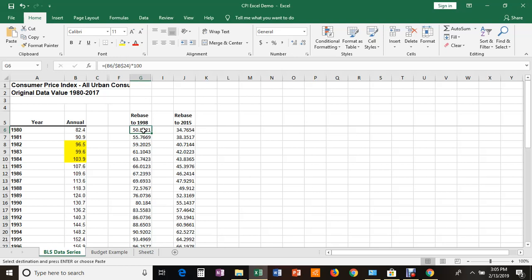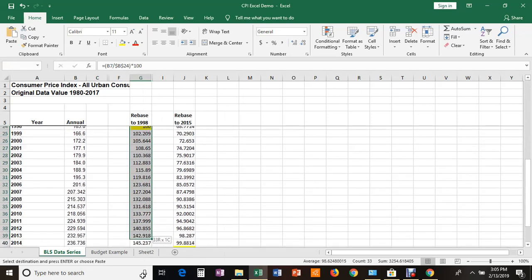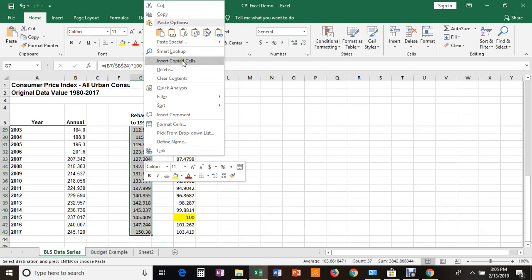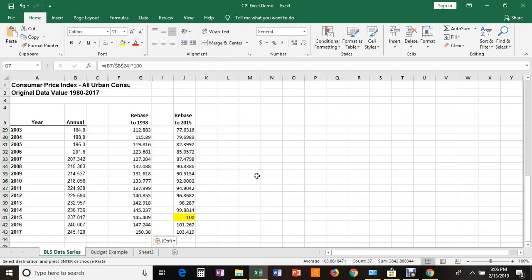So then all I did is I take this formula and I say copy, scroll all the way down my list of CPI numbers here, and I'm just going to say paste special, but it's a paste formula, which is that one there. It changes that to that formula. So now I can go back to my budget example.